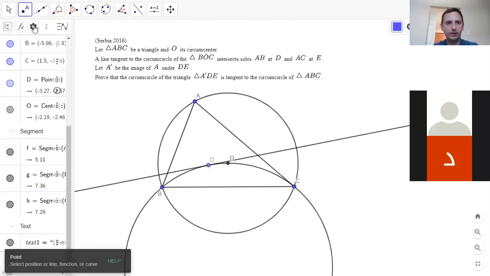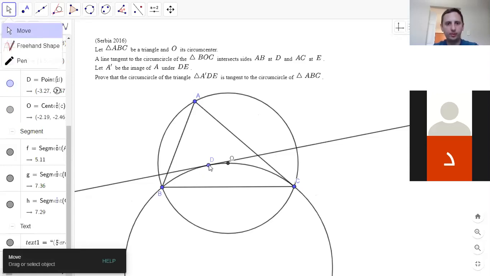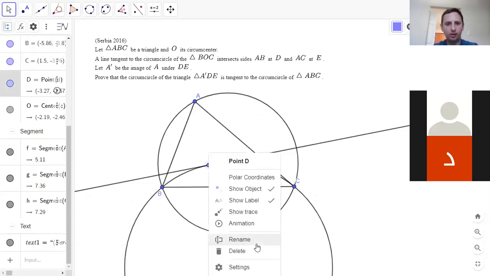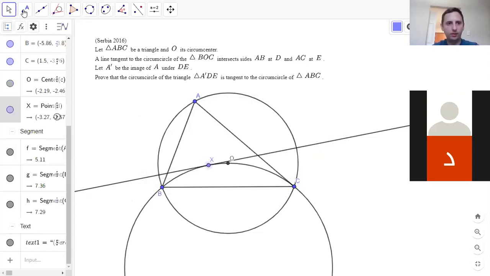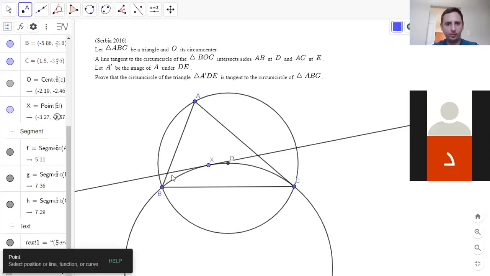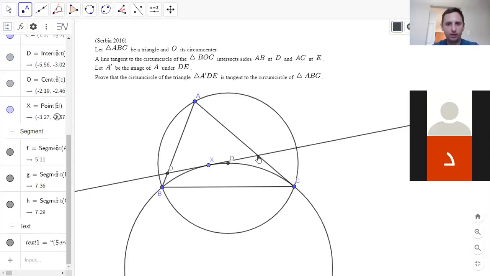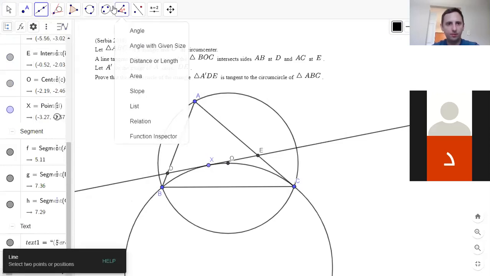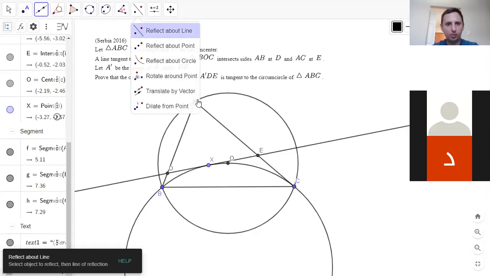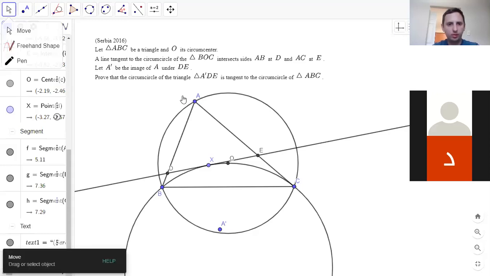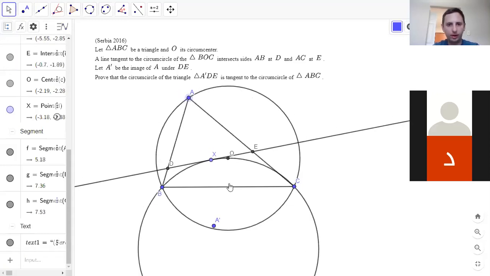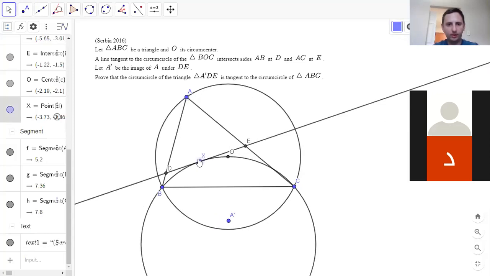So it intersects it at D and E. Let me rename this. We could just call it X, let's say. And D and E are the intersections with AB and AC. And then we reflect A over DE, and that's A prime. And then we draw the circumcircle of A prime DE. So let me adjust the diagram a little bit. So yeah, something like that.